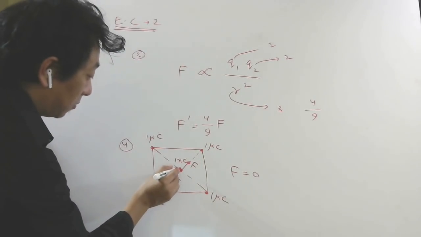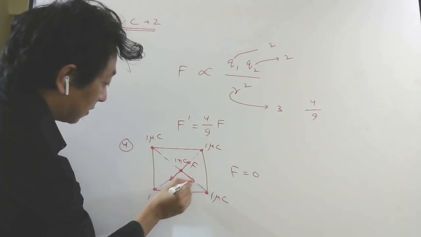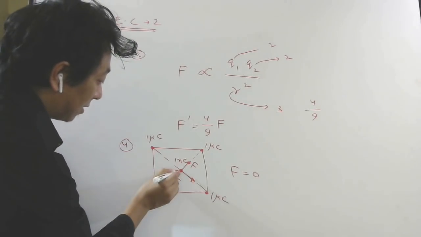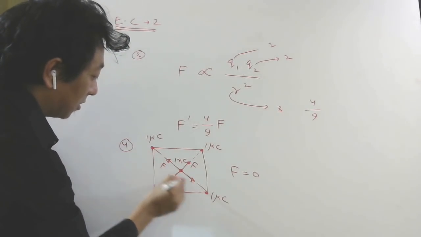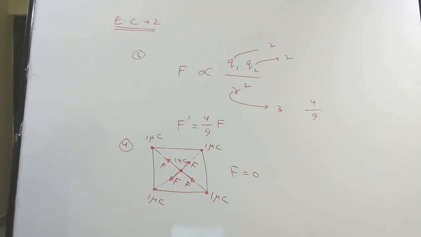Similarly, the force between this and this is repulsive. The force between this and this is repulsive. That will also cancel. So the resultant force will be 0.